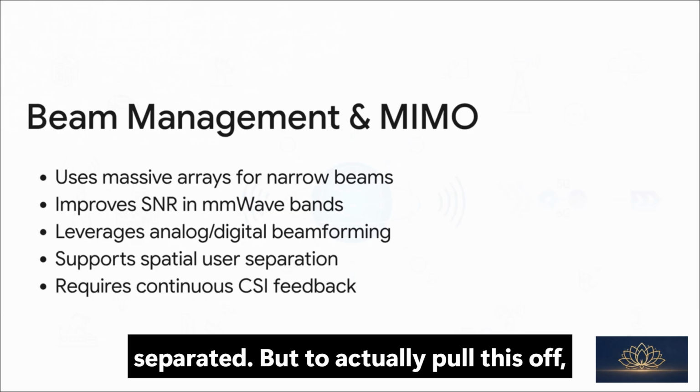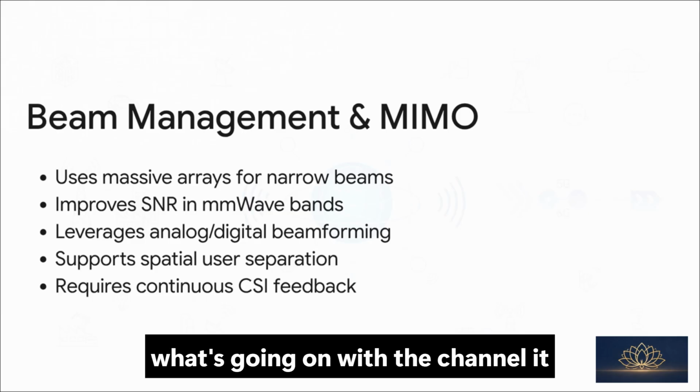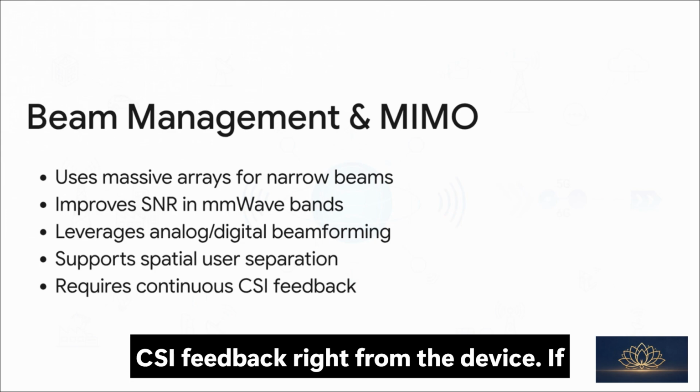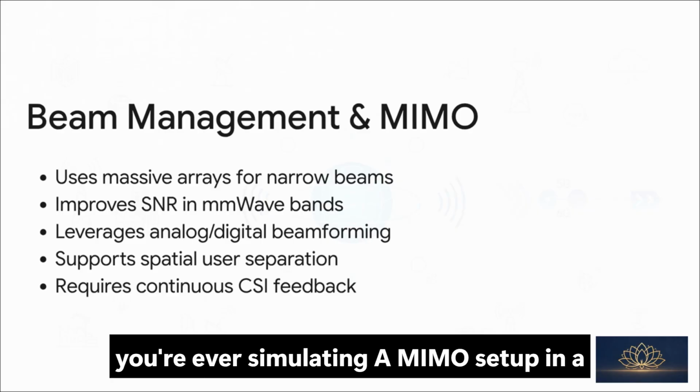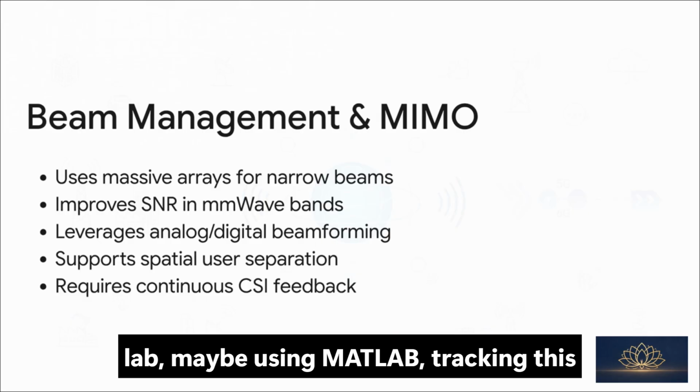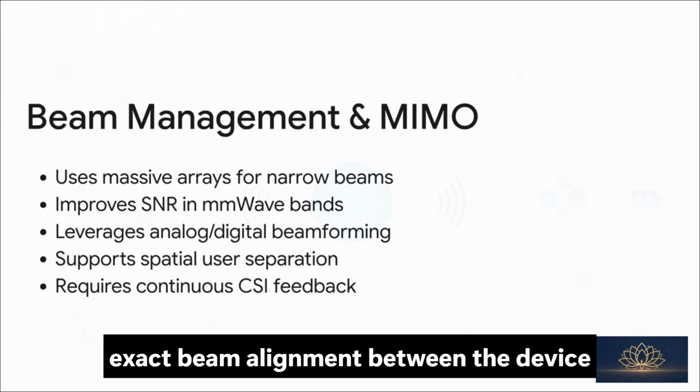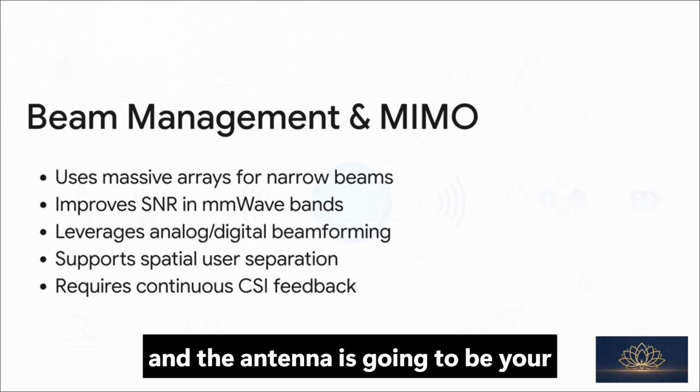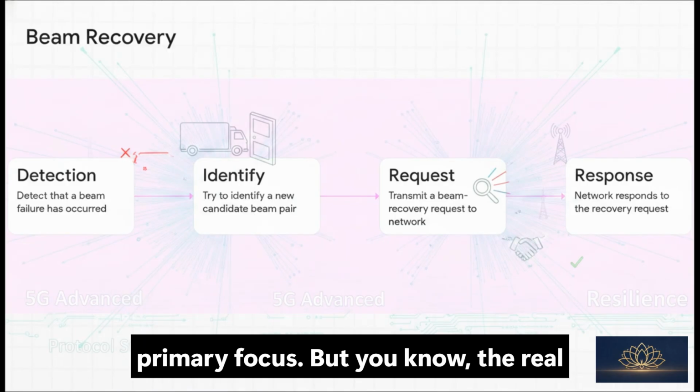But to actually pull this off, the transmitter needs to constantly know what's going on with the channel. It requires ongoing channel state information, or CSI, feedback right from the device. If you're ever simulating a MIMO setup in a lab, maybe using MATLAB, tracking this exact beam alignment between the device and the antenna is going to be your primary focus. But the real world is messy.